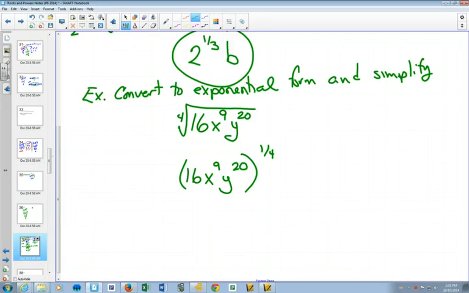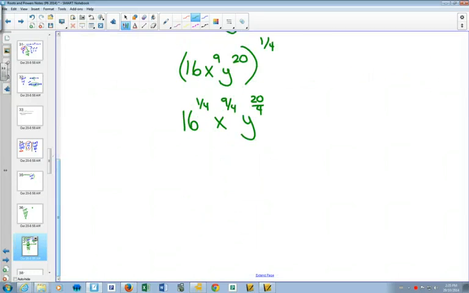So the 1/4 would go to each of them. Can you see that you would get 16 to the 1 quarter, x to the 9 quarters, because when you multiply 9 times a quarter, you get 9 quarters. And 20 over 4 as well. Can you simplify any of those? 16 to the 1 quarter is? 4. No? 2. 2, right? Because 16 to the 1 quarter is the 4th root of 16, is the number that times by itself, 4 times, makes 16.